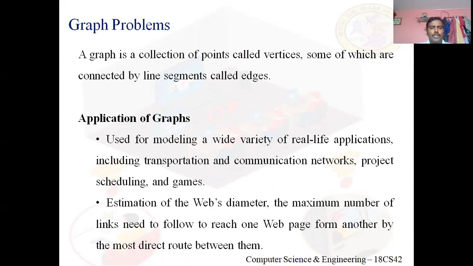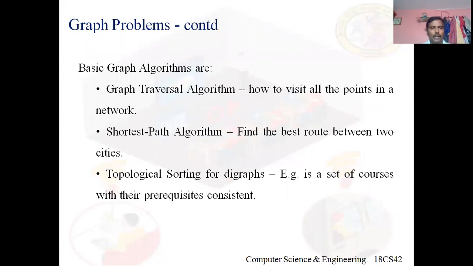Next, estimation of the web's diameter: the maximum number of links needed to follow to reach one web page from another by the most direct route between them. Clear? So now it is clear with the graph, and one of the applications I mentioned is transportation, planning a tour. Got it?